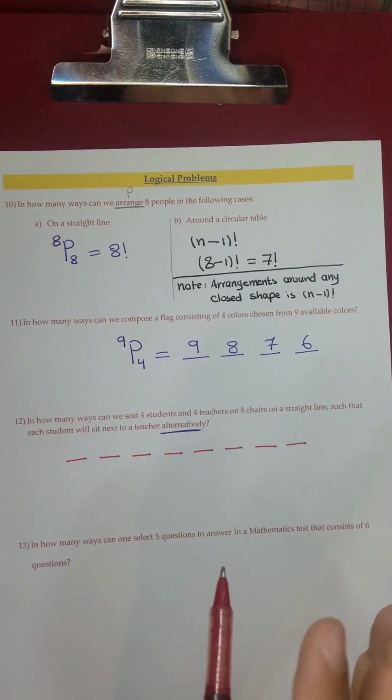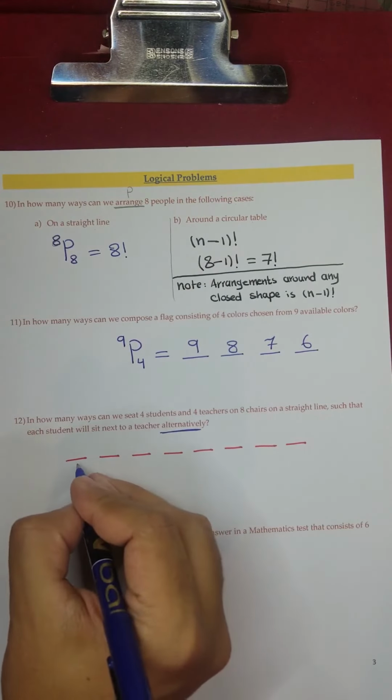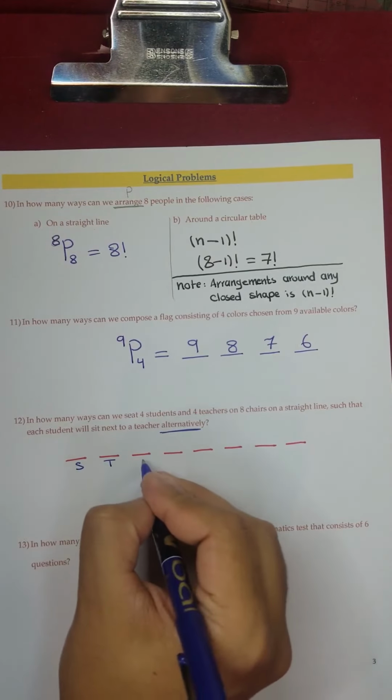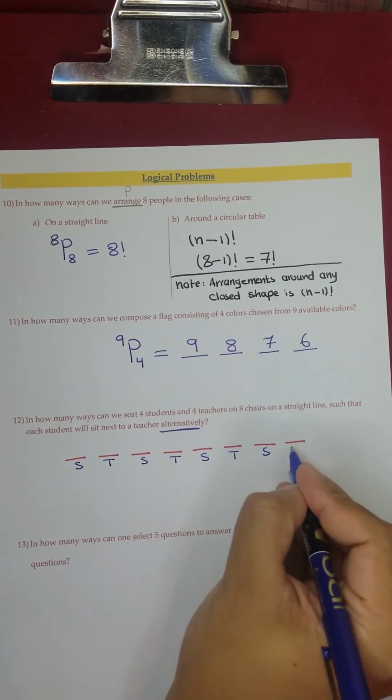I have 4 students and 4 teachers, and I want to seat each student next to a teacher. So I can seat a student here and then a teacher. Student, teacher, student, teacher, student, teacher.